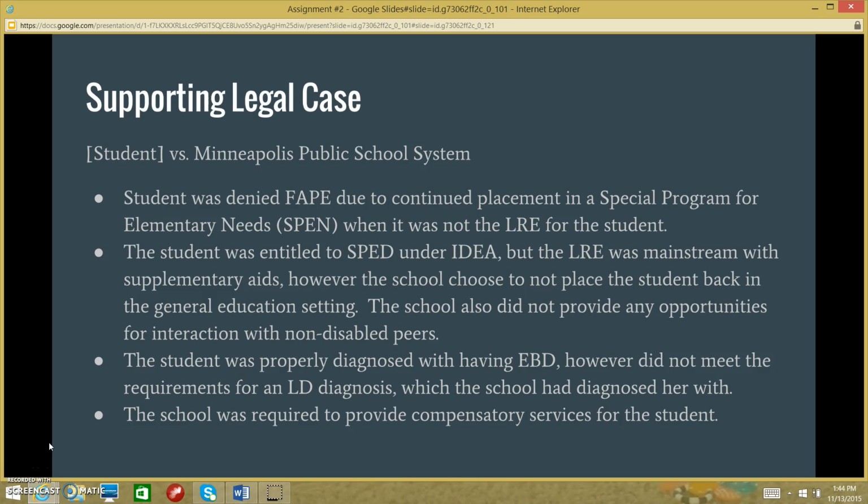The outcome was that the school was considered wrong and they were to offer compensatory services of 50 hours to the student engaging with non-disabled peers.